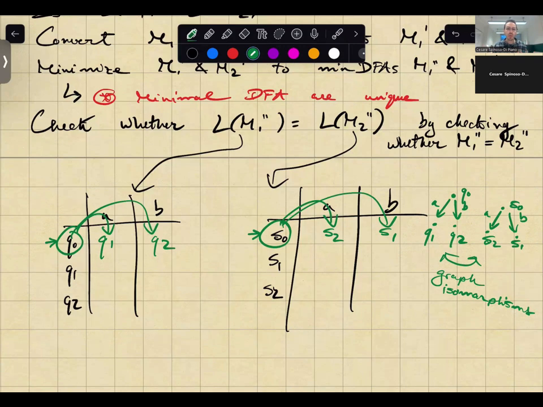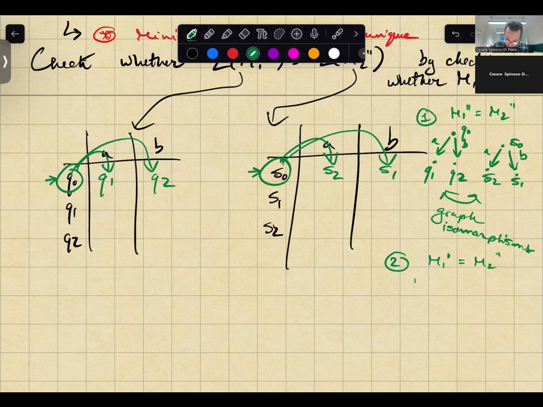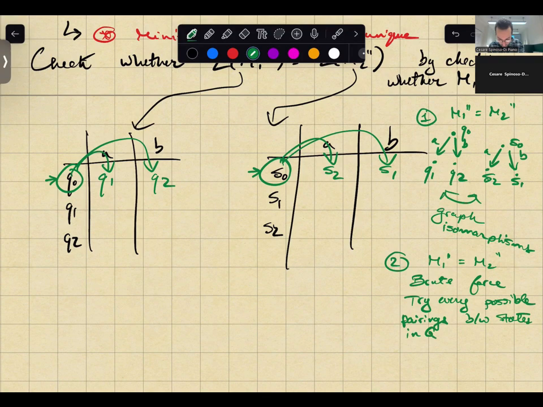Another way that you could do this, which is more brute force but I think more intuitive as well, so this would be one way of checking that M1 double prime is the same as M2 double prime. The other way might be to check M1 double prime equals M2 double prime with a brute force approach, where you try every possible pairing between the states in Q1 and Q2.